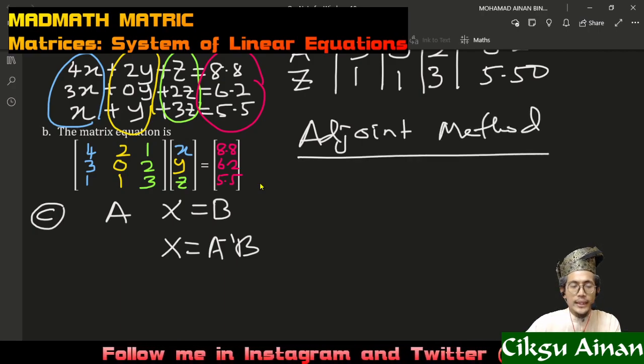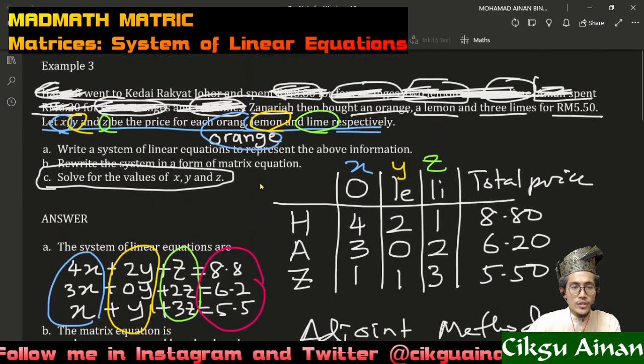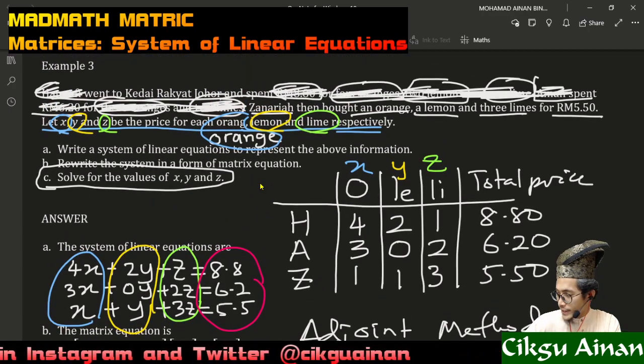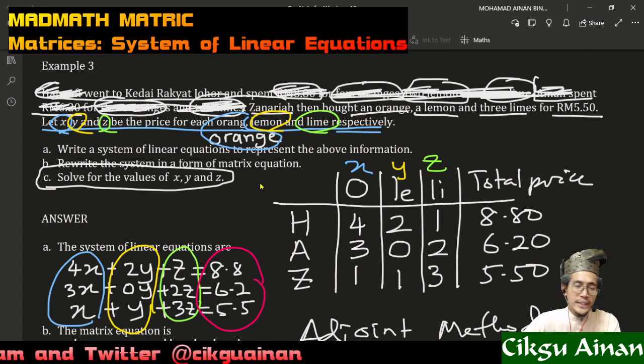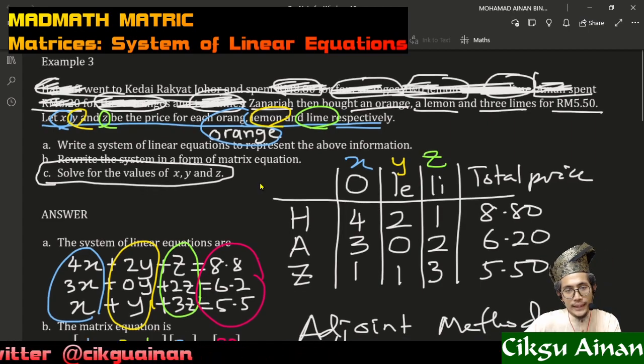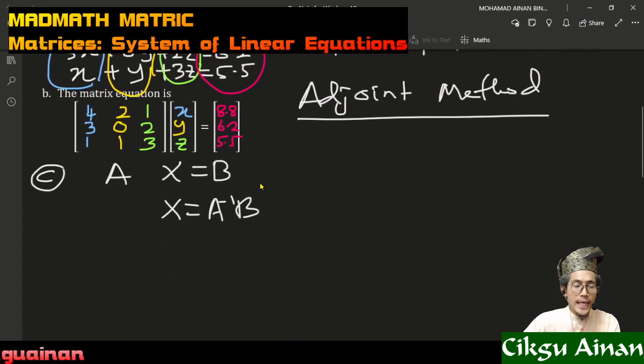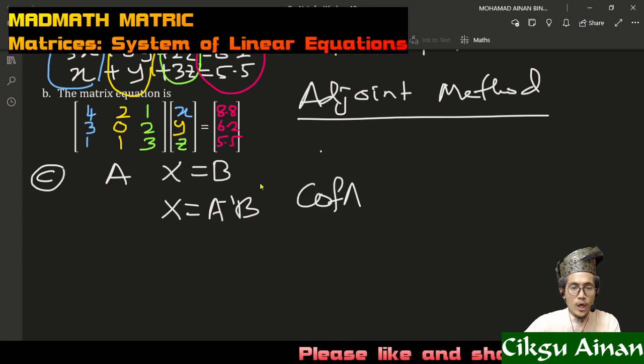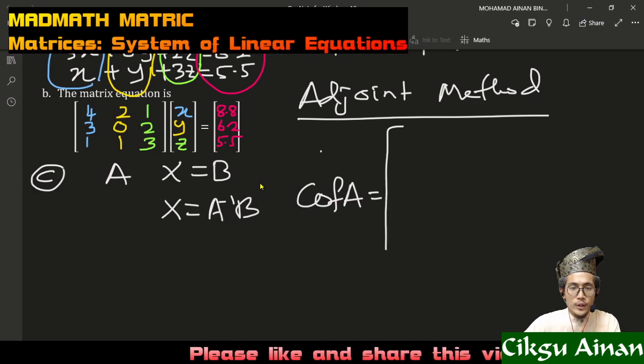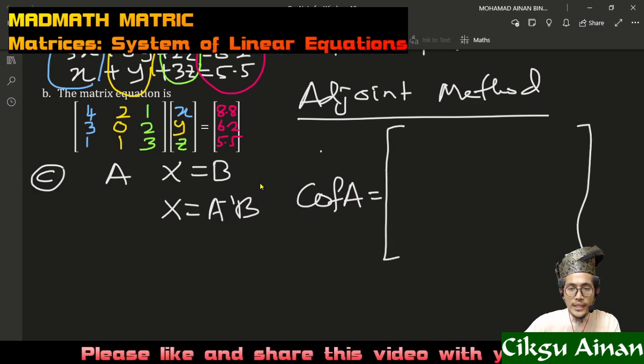Adjoint method. How do I know that? Because over here, in this question, it doesn't say about multiplication or any deduction. No need to deduce the A inverse from anywhere else. This is the adjoint method. So we can just proceed with finding the cofactor of A. Cofactor of A. Macam biasalah. Very big.